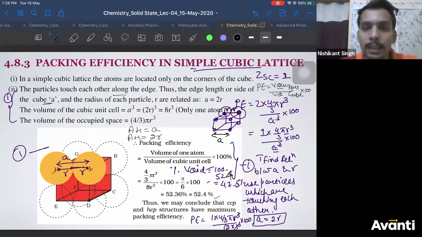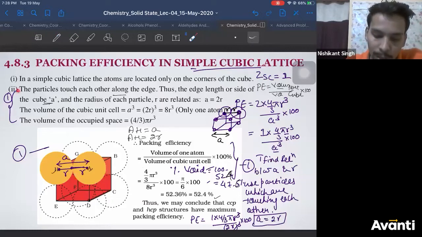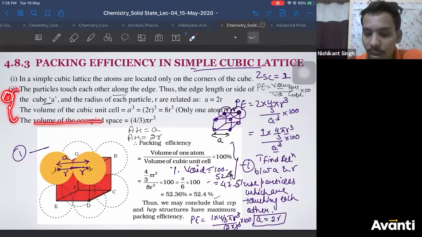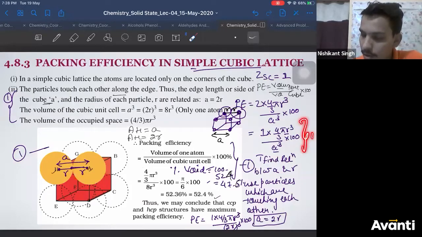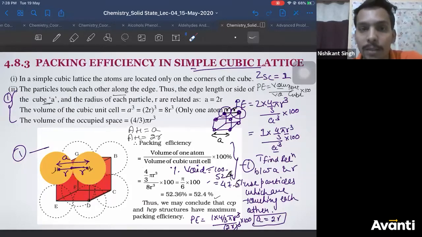Guys, this derivation also comes in your boards for 3 marks. If it comes for 3 marks, 1 mark is for the explanation and assumption, 1 mark is for the diagram, and the 3rd mark is for your calculation. So if you are preparing very sincerely for boards, undoubtedly you will get this question in boards, either simple cubic, FCC or BCC. You can check your previous year questions. Every year you'll get one numeric derivation on this.